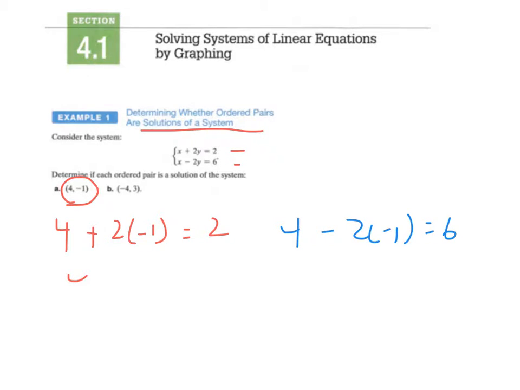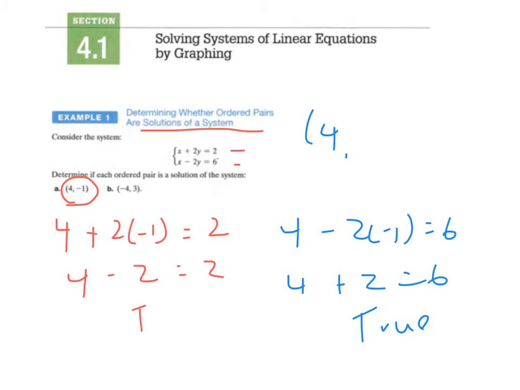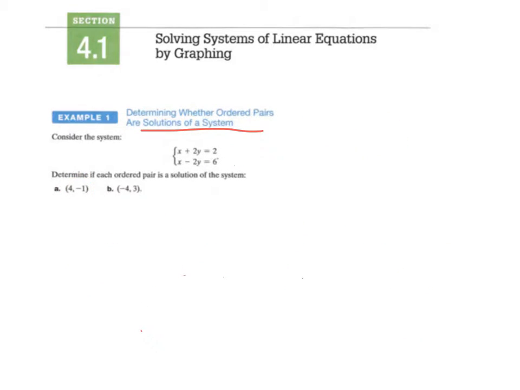So we have 4 minus 2 equals 2, which is true. And then we have 4 plus 2 equals 6, which is also true. So (4, -1) is a solution. A solution has to meet both equations, so I'm going to do the next one.